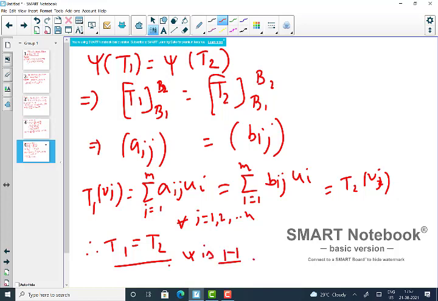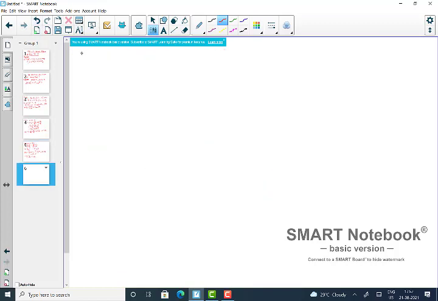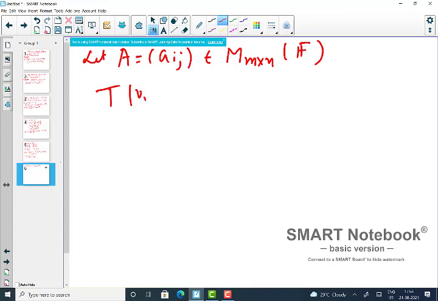Okay, and for onto, what you need? For the onto property, you start with an element. So let's say a matrix A, say Aij, an element of M m cross n over F. You need to find a pre-image of that under psi, right? So then how to define? You define the map T of Vj by the summation Aij Ui, i equal to 1 to m, right?